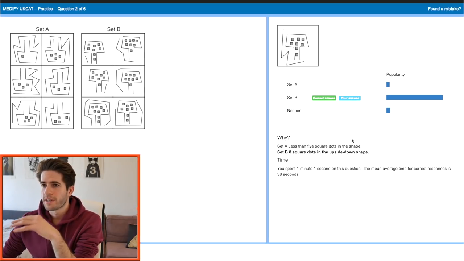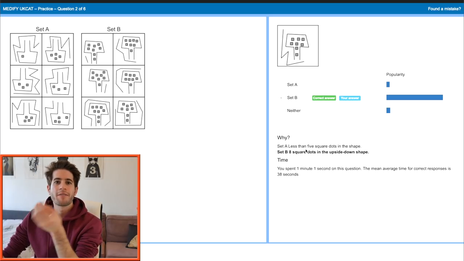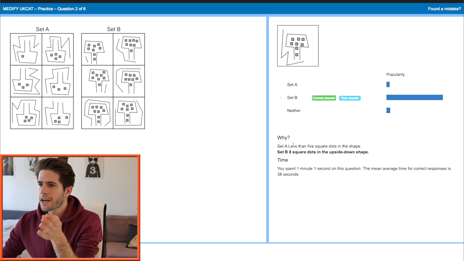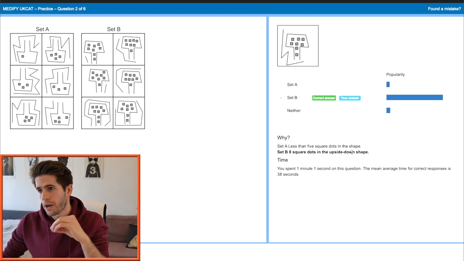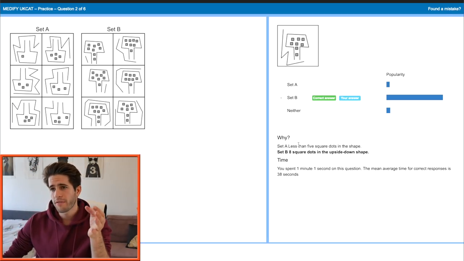All right, so perfect. I managed to score 5 out of 5 on this, even though I didn't have the perfect rule. So look, the actual rule was set A, less than 5 squared dots in the shape, set B, 8 squared dots in the upside down shape. So I had the set B rule down quite well, but set A, I didn't have it perfect, but I kind of knew what was going on enough to answer these questions.